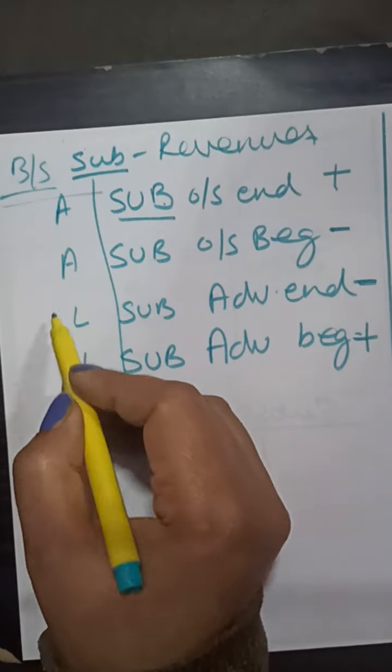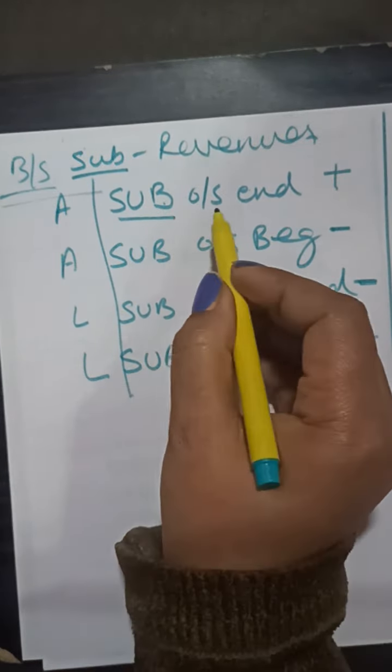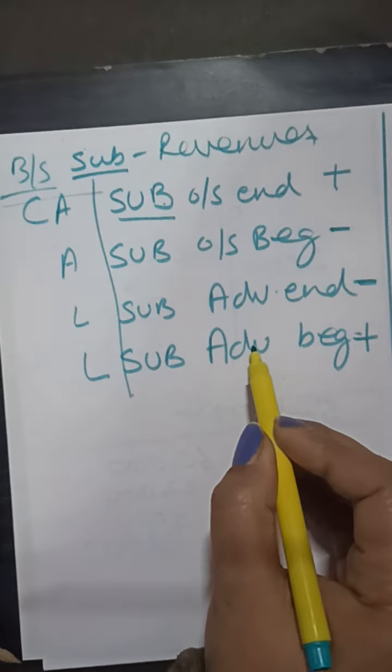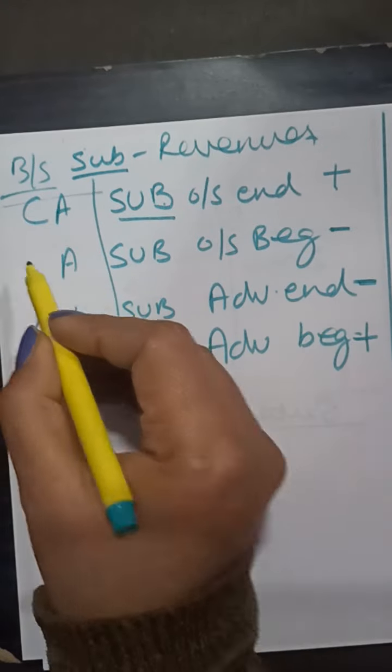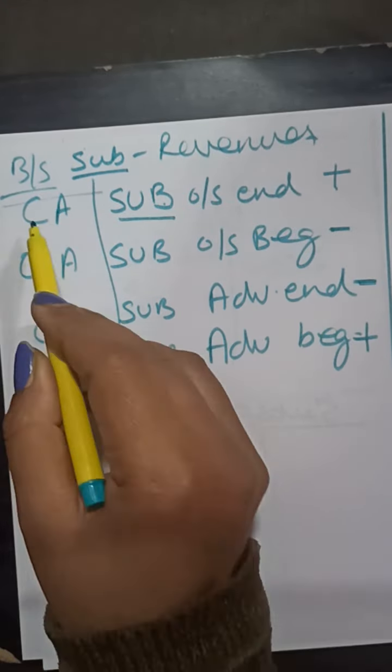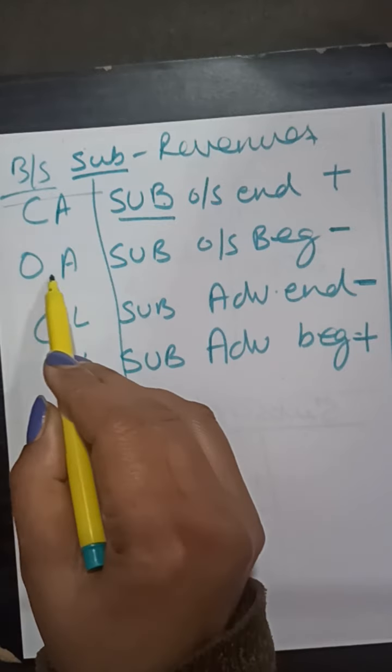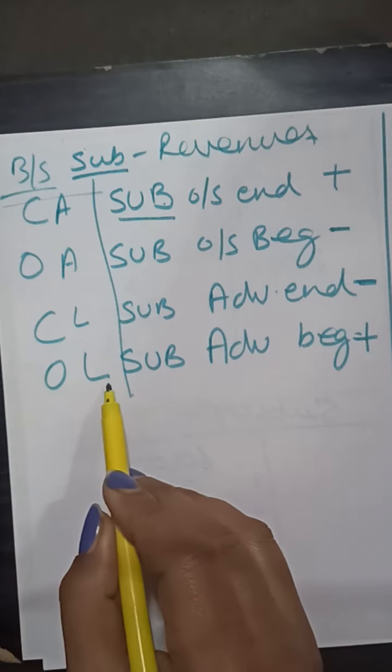Secondly, the second thing that we have to see is that at the end means closing and the beginning means opening. Closing asset, opening asset, closing liability, opening liability.